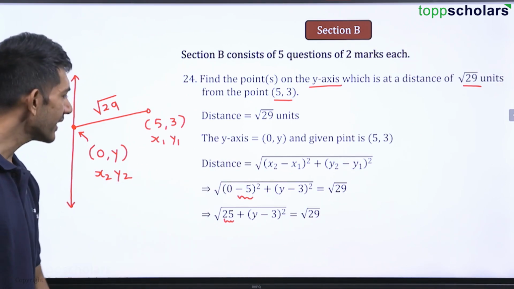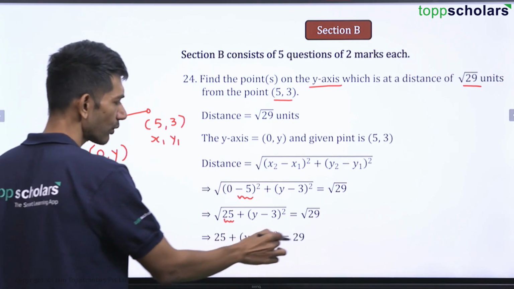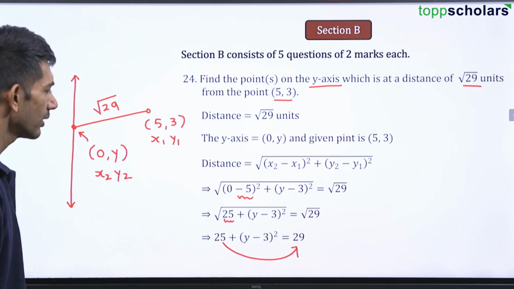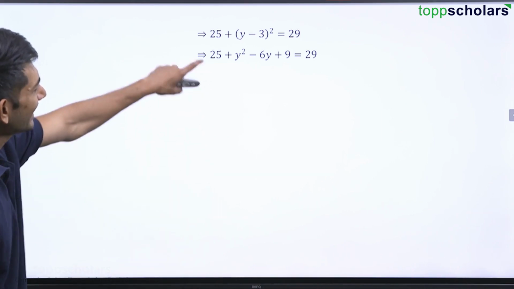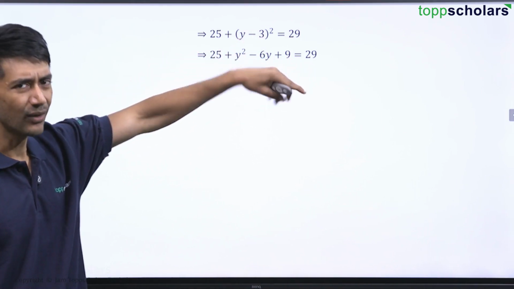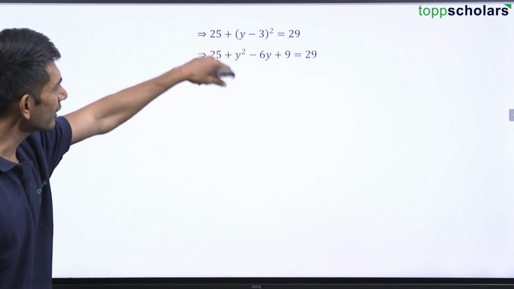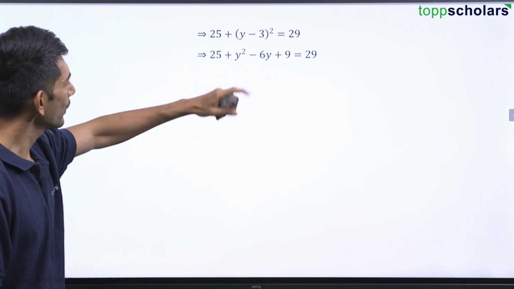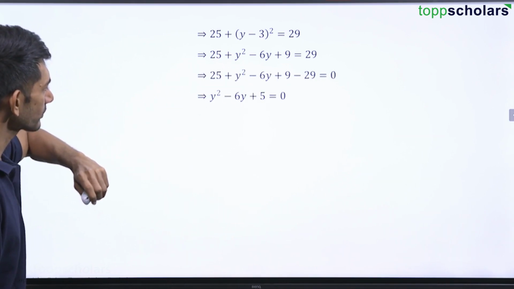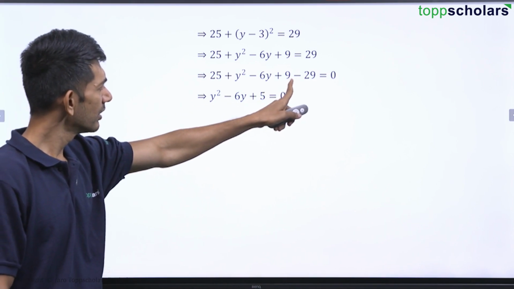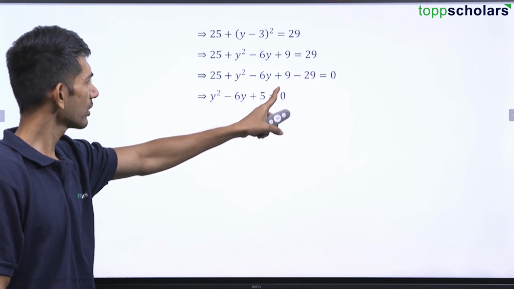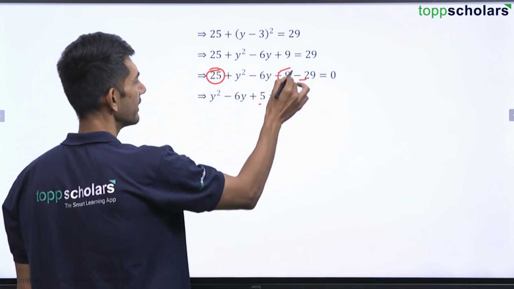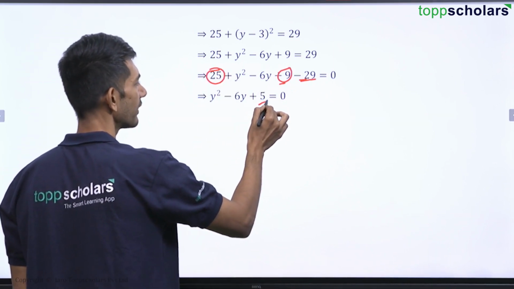Taking square on both the sides, you get 25 plus y minus 3 the whole square is equal to 29. 25 goes to the other side, I get y minus 3 the whole square is equal to 4. Just solve this further, you know how to solve this. Either you expand this or solve it in the other way around, that is your choice. Okay, let's expand as per the given solution. So this is y square minus 6y plus 9 is equal to 29. 25 plus 9 is 34. And then you solve this. 34 minus 29 is 5. Why 34? 25 plus 9 is 34. 34 minus 29 is plus 5.